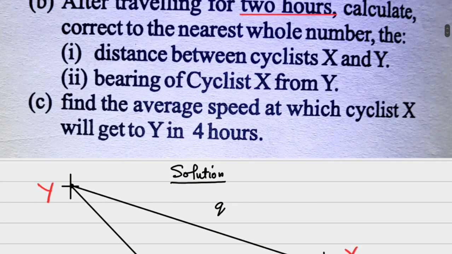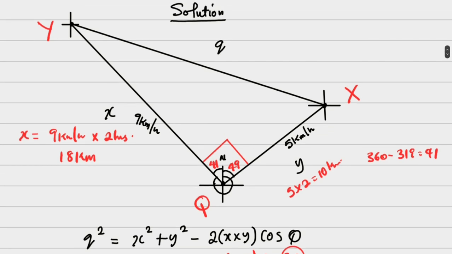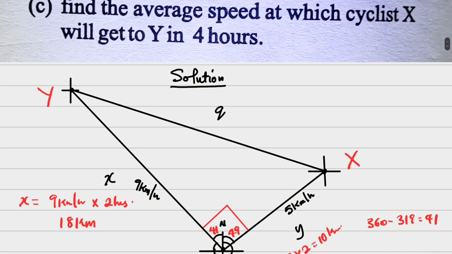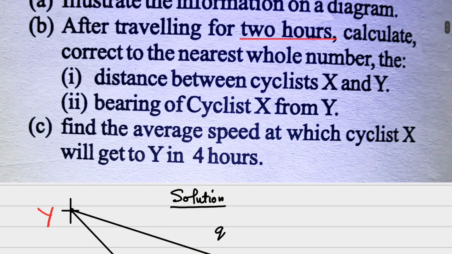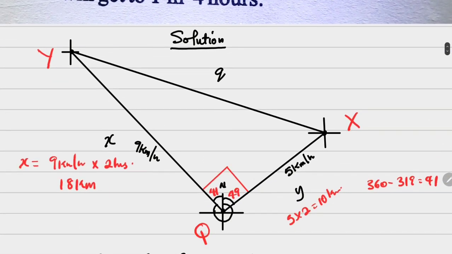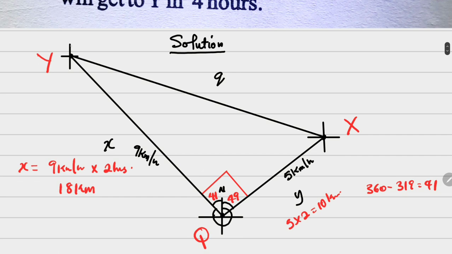So we are done with this, and our answer is correct. So we are done with the first. The second says we should find the bearing of cyclist X from Y. Now, this is a very important word: from, from Y. So we have to come to Y. Now, this is it, from the north of Y down to the line that joins X and Y. Good. So this is where it is. This is the bearing. This is what we are asked to look for.